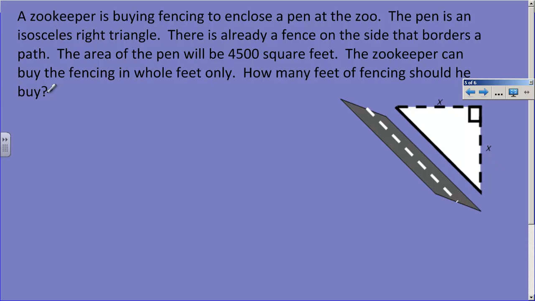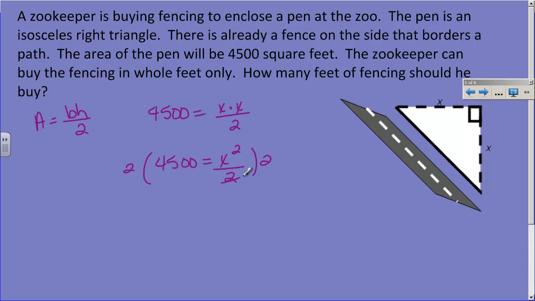Well, if y'all remember, area of a triangle is base times height divided by 2. I know right now that the area of the pen is 4,500. It tells me that in the problem. The base of my triangle is x. The height of my triangle is x. I have to divide that by 2. So x times x is x squared, so I have x squared divided by 2. And just like the problems before, I need that x squared by itself so that I can take the square root to get x by itself. How do I get rid of something in the denominator? Clear out that fraction by multiplying both sides by 2. That makes these cancel, and that gives me 9,000 equals x squared.